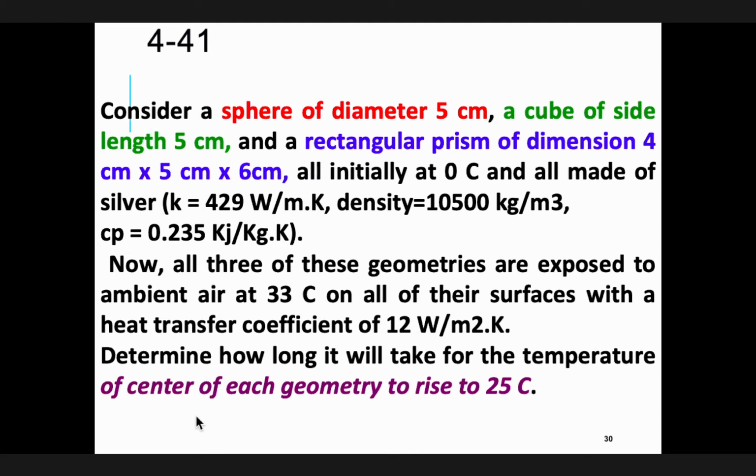Read it carefully, try to understand it, because all the physical properties have been given, all the dimensions have been given, everything has been given, okay? Now, let's look at the first case scenario. Let's look at a sphere. We have a sphere of diameter 5 centimeters. Look at only that part, and then try to solve it, okay?